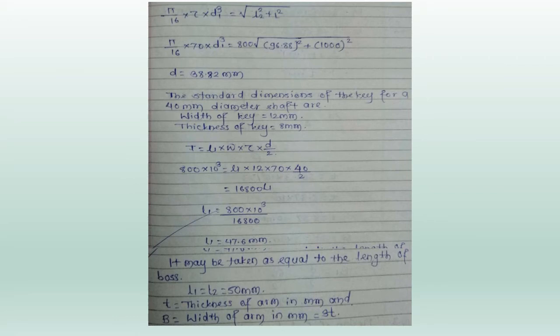Now equate these two equations, that is pi by 16 into tau into d1 cube equal to the square root of L2 square plus capital L square. So pi by 16 into 770 into d1 cube equal to 800 in bracket 96.88 square plus 1000 square. So you will get the value of d1 as 38.82 mm. This is d1, not d.